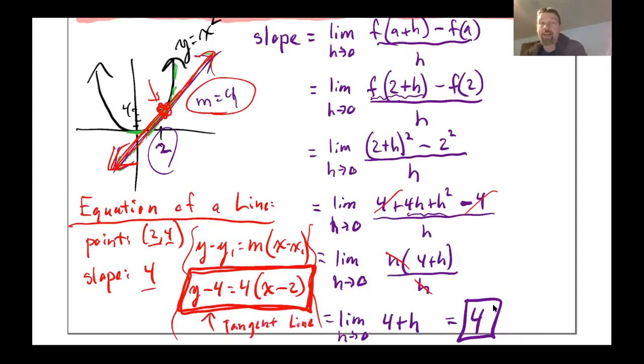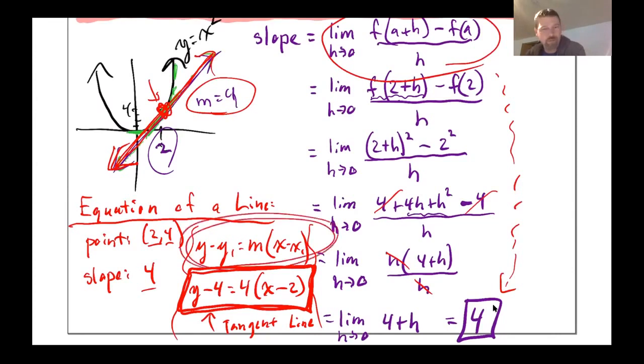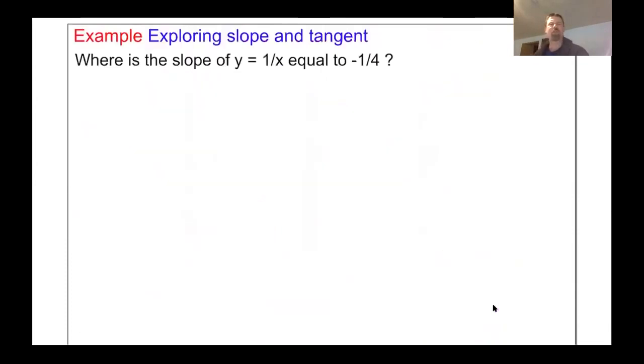All right, that's the stuff you're going to be asked to do today. You use this little slope formula to find the slope of your line. You use the point-slope form of a line to find the equation of that tangent line. What if I ask this one? Where is the slope of y equals 1 over x equal to negative 1/4? Let's explore this graphically before we actually answer it. You guys should know 1 over x looks like this.